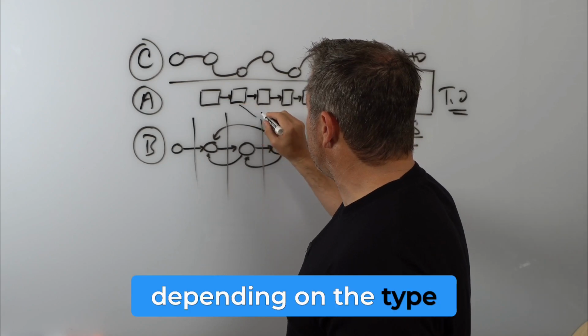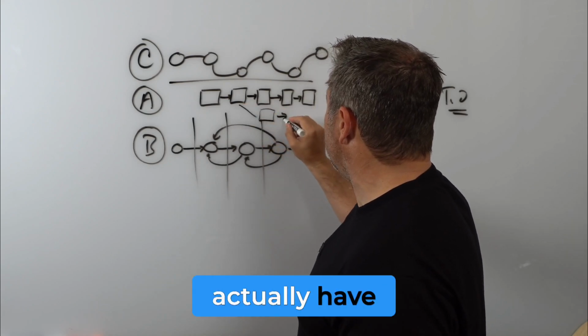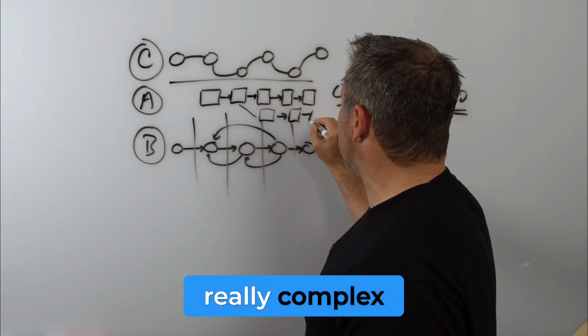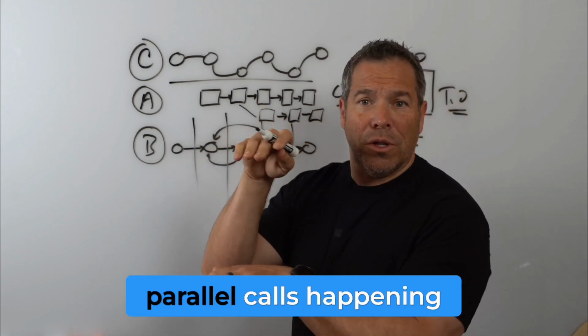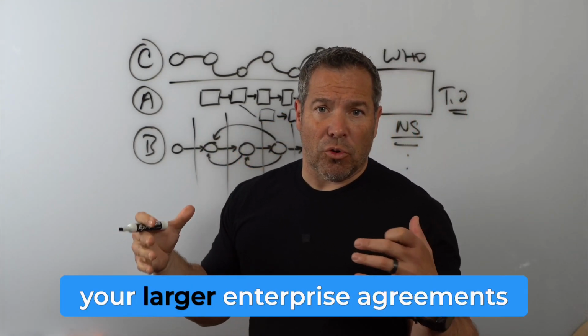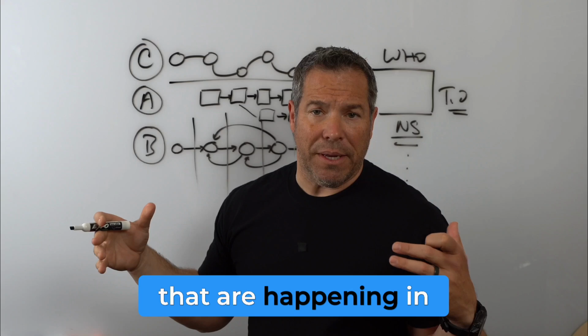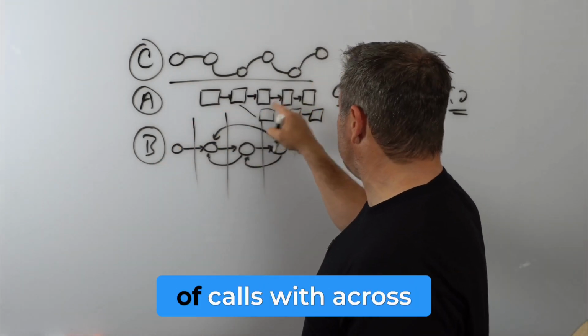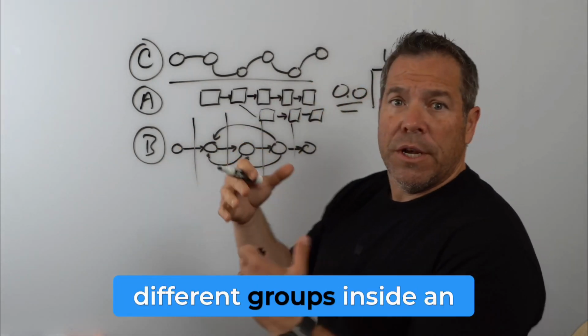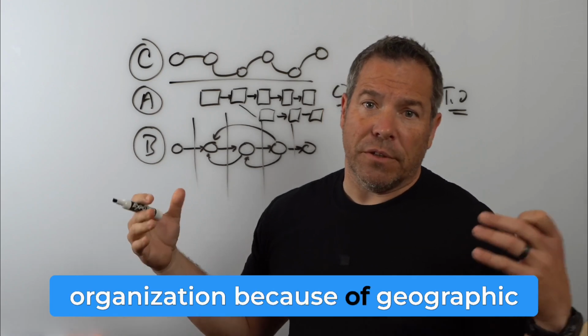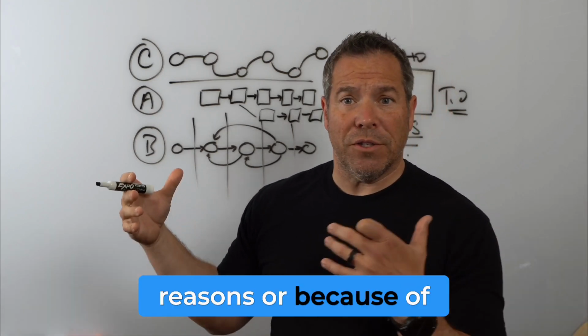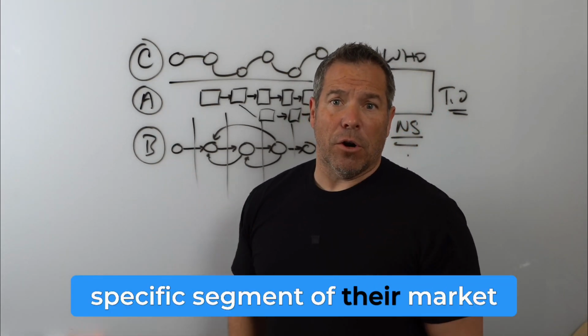Now, depending on the type of customer, you may actually have, and this is where things start to get really complex, multiple parallel calls happening. Think about some of your larger enterprise agreements that are happening in the space where you're having the same types of calls across different groups inside an organization because of geographic reasons or because of specific segment of their market.